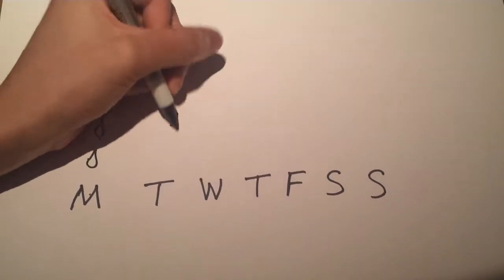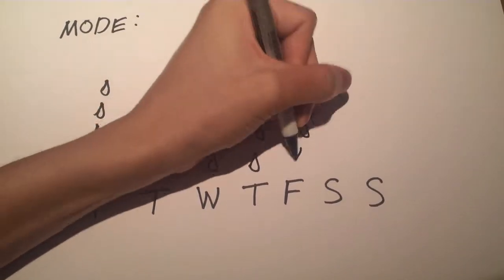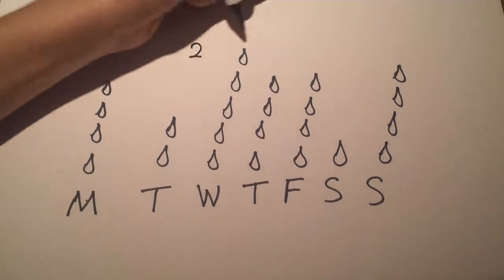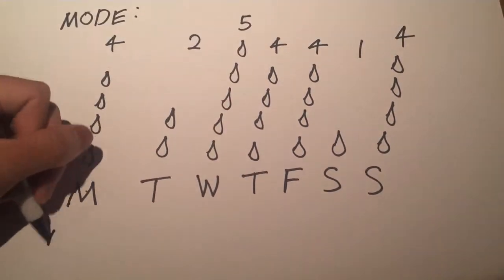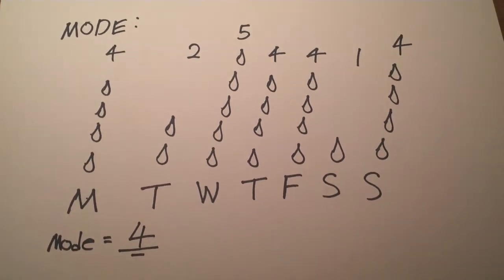In this case, we'll be using rainfall for an example. Each droplet represents a specific unit of rainfall. For each day of the week, the rainfall is recorded. As we can see, 4 droplets show up more frequently, hence the mode is equal to 4.